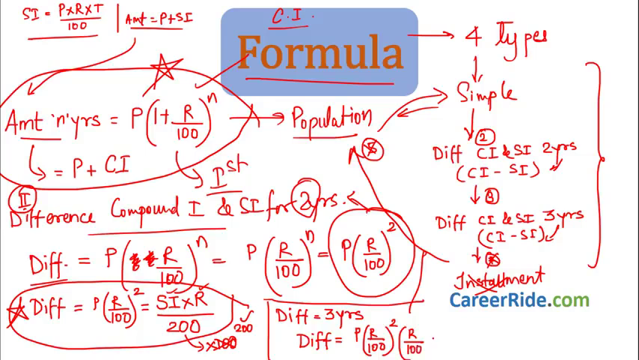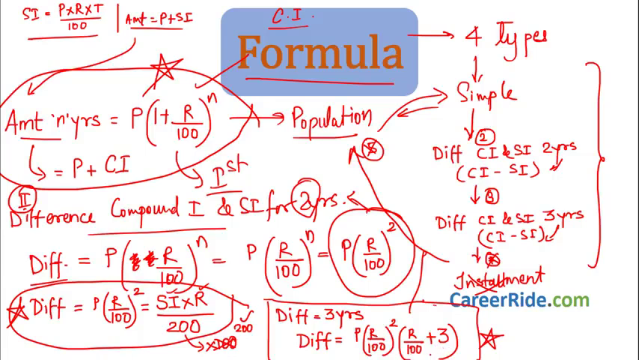Okay, how many years is the difference? 3 years, so just add 3 over here. This is the answer. So this is the formula. This is the third formula. Difference for 3 years is P into R upon 100 the whole square. This is like the 2-year category. The extra element is R upon 100 plus 3.